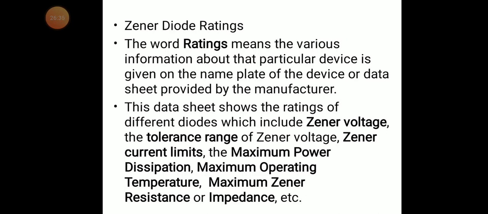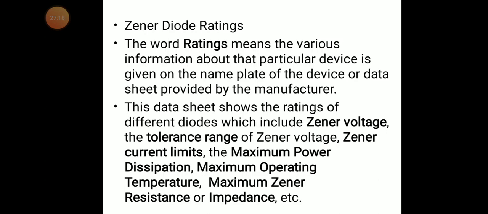If we know the ratings, then only can we choose what type of ratings match our application, and which rating of device will give the perfect outcome for our application. The word rating means the various information about that particular device given on the nameplate of the device or data sheet provided by the manufacturer, called the diode rating.